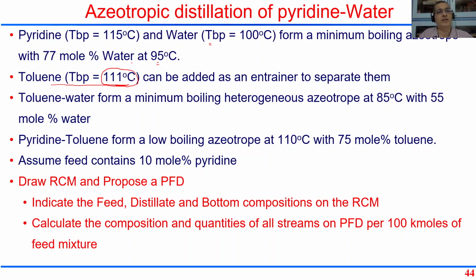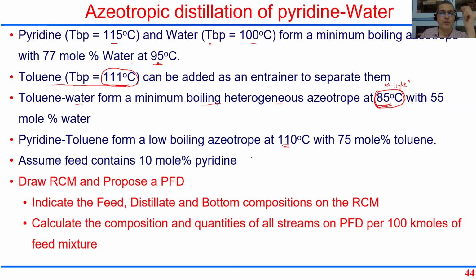So strictly speaking it is not a light entrainer, but you see this toluene water forms a minimum boiling azeotrope at 85 degrees centigrade. So this is the lightest, the most volatile of the mixture. So pyridine is 115, water is 100, they form an azeotrope at 95, but this toluene water azeotrope is at an even lower temperature, so it has the most volatility. Therefore this toluene water azeotrope will go to the top of the column, therefore we call it a light entrainer. But of course there's one more problem here, pyridine and toluene form a low boiling azeotrope at 110 degrees centigrade.